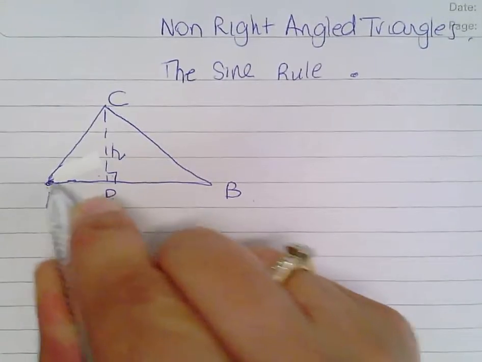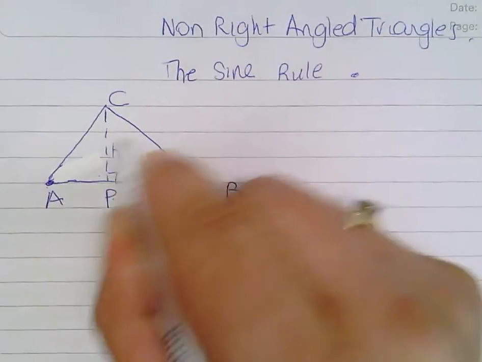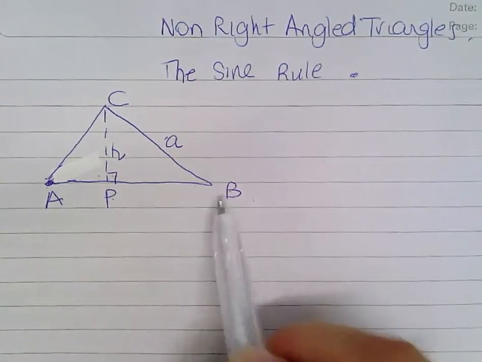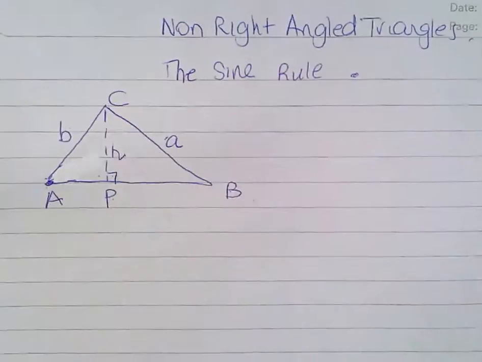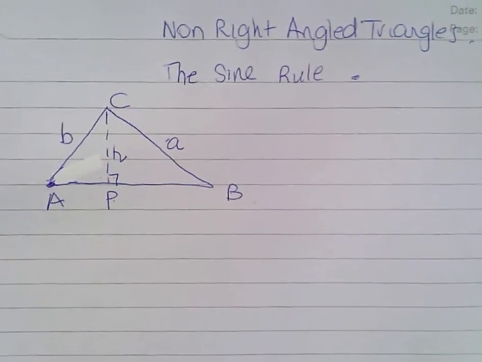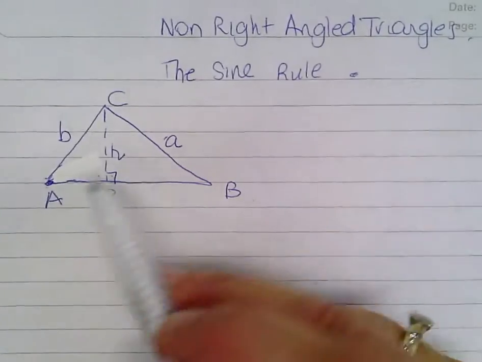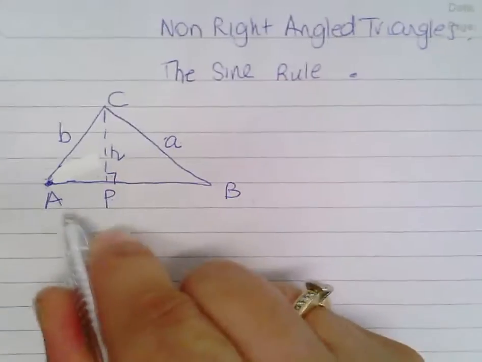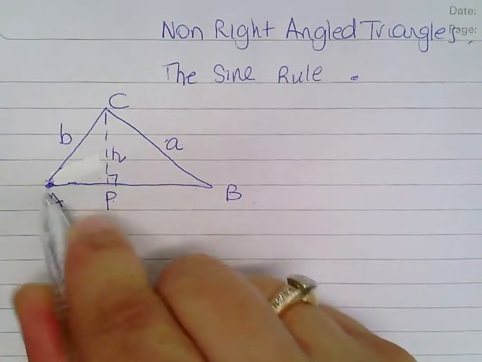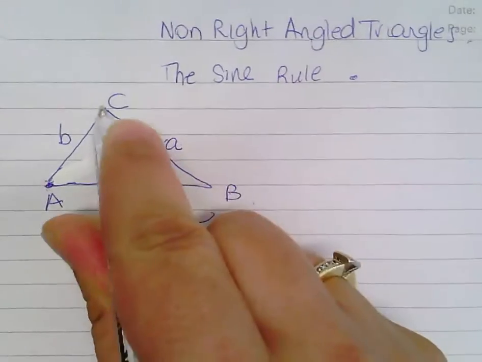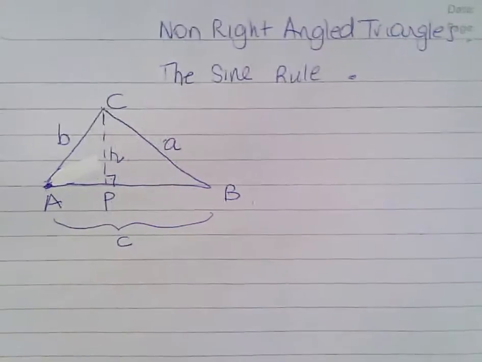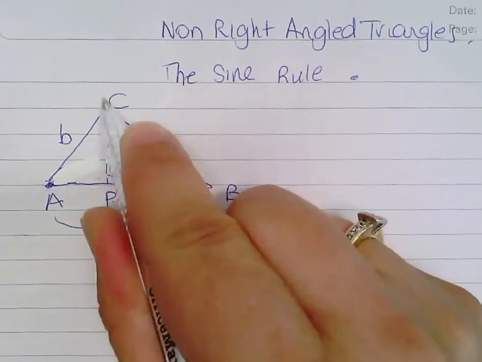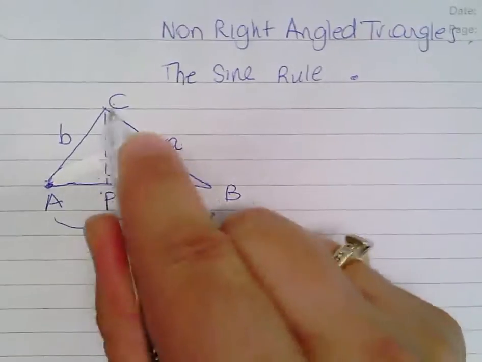So if this is vertex capital A, the side opposite it is small a. If this is vertex capital B, the side opposite it is lowercase b, sorry. So capital A, lowercase a, sorry about that. Capital B, lowercase b. And if this is capital C, this whole side would be lowercase c, but I'm not going to use that side at the moment. Okay? So what I want to use are the 2 right angled triangles here that I've drawn.